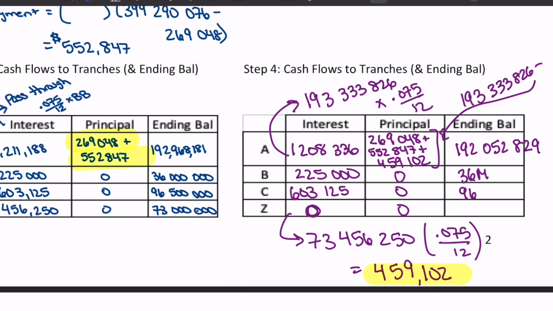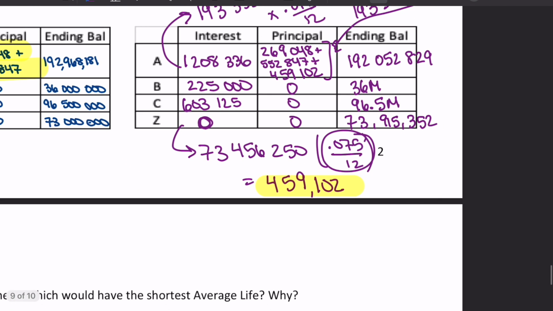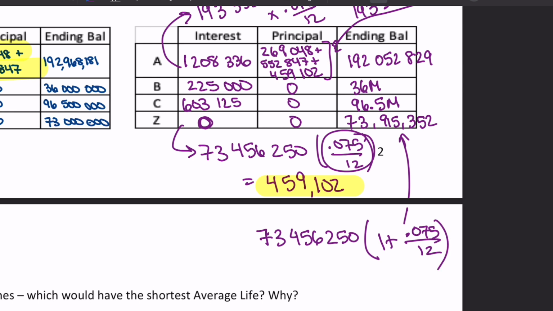B stays the same at $36 million. C stays the same at $96.5 million. And Z goes up by the pass-through coupon rate. So we would end up with $73,915,352. To write out where that number came from, I'll write this on the page down here because I'm running out of space. That would be the beginning balance growing at the pass-through rate.